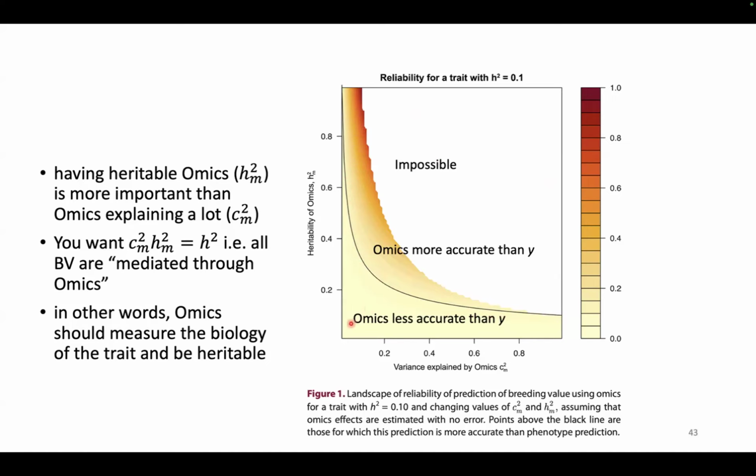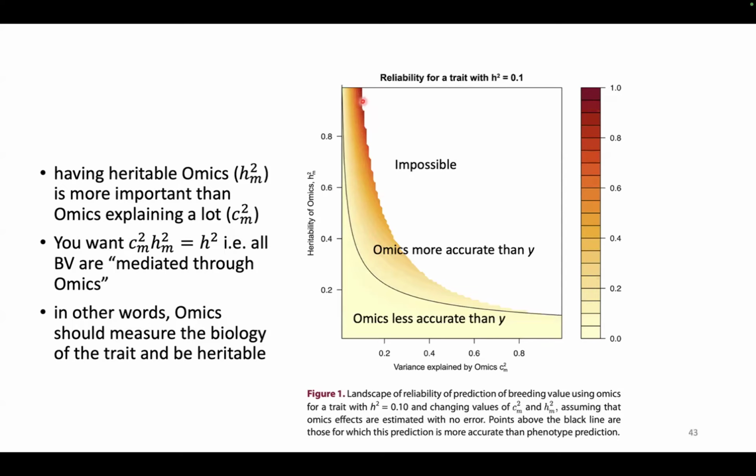And the black line is the line which separates two regions. In the bottom left region, omics are less accurate than Y. And in the top right, omics are more accurate than Y. And the more red means more accurate. So basically, what you see is that we want to be in the top part. We want a very heritable omics measurement, and that explains as much as possible of the trait. So we want a good biological predictor of the trait, and we want a predictor that is heritable.